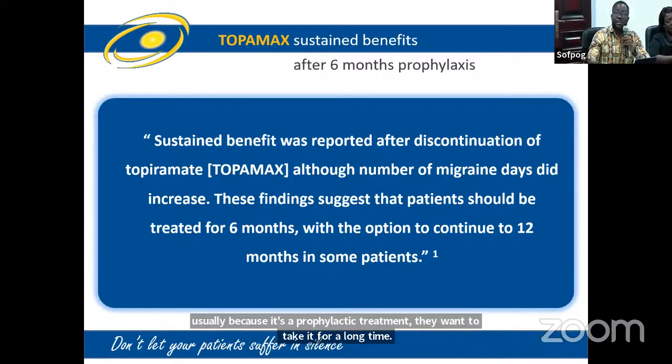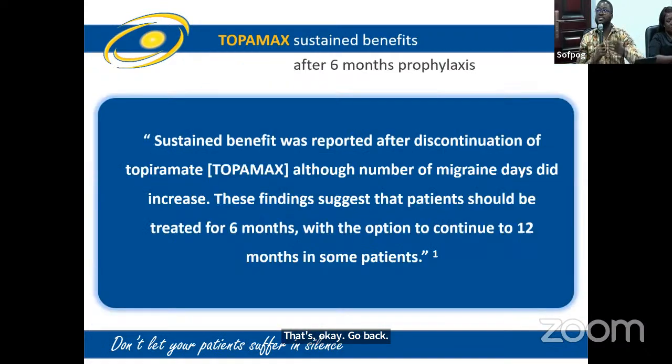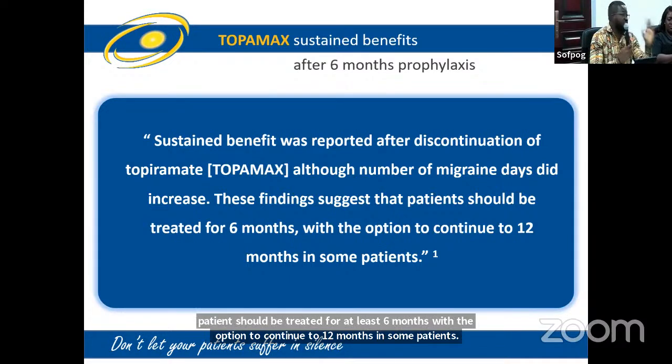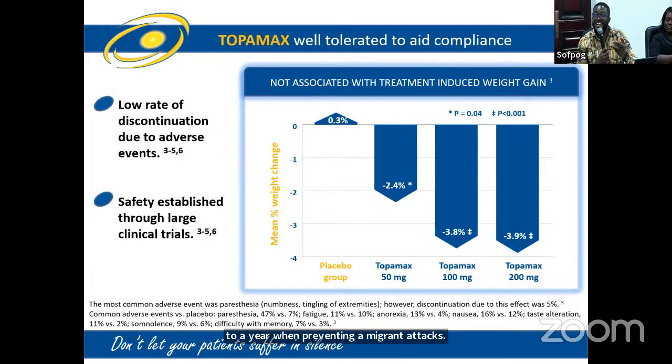Okay, go back, please. Yes. So the findings suggest that patients should be treated for at least 6 months with the option to continue to 12 months in some patients. So it is safe to use it for 6 months or even more, up to a year, when preventing migraine attacks. And also, I think that the adverse events of these kinds of medications are very important.